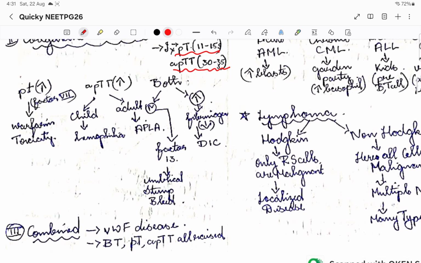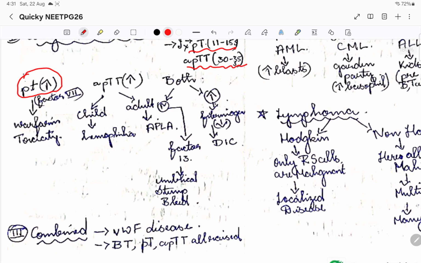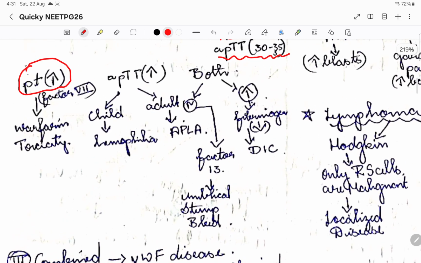If the prothrombin time is increased, then it is because factor 7 is getting affected. It can be seen in warfarin toxicity. So if the prothrombin time is increased, suspect warfarin toxicity if the patient gives a history of warfarin use.